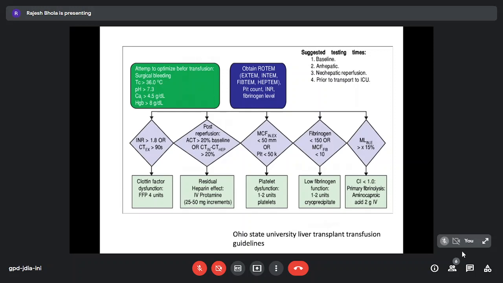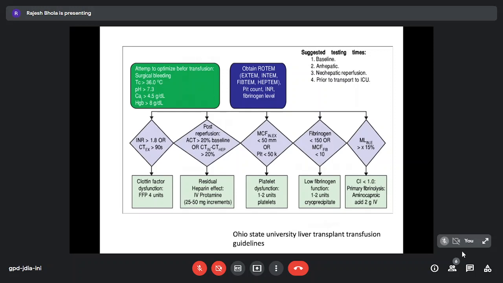If your INR is more than 1.8 or the clotting time in EXTEM is more than 90 seconds, that indicates an extrinsic pathway defect. So there is a clotting factor dysfunction. The recommendation in the Ohio State University liver transfusion guideline is to transfuse 4 units of FFP.